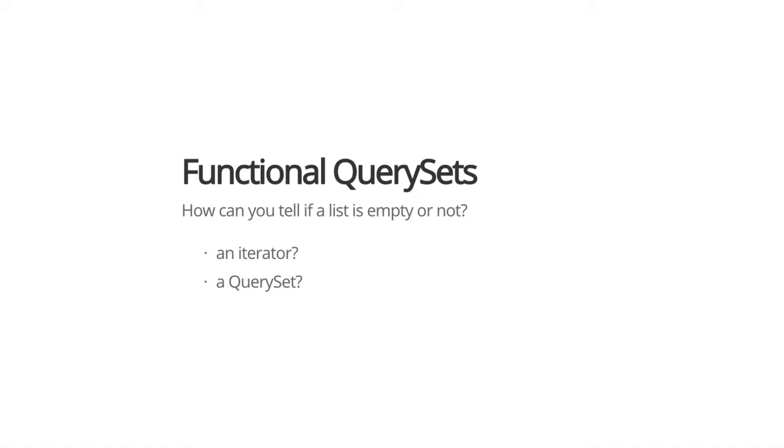So this comes to sort of an existential question: how do you tell if a list is empty or not? How do you tell if an iterator is empty or not? How do you tell if a query set is empty or not? Is it more like a list? Is it more like an iterator?